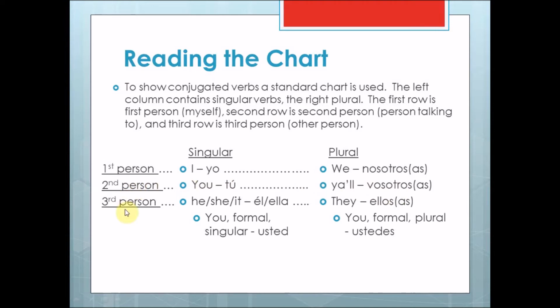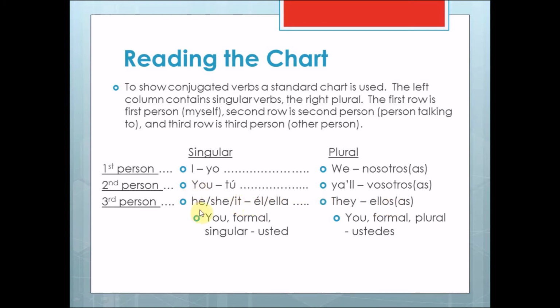The third row is third person, so someone else, other than who you're talking to. English, he, she, it. In Spanish, él or ella. And the plural form would be they, or in Spanish, ellos.